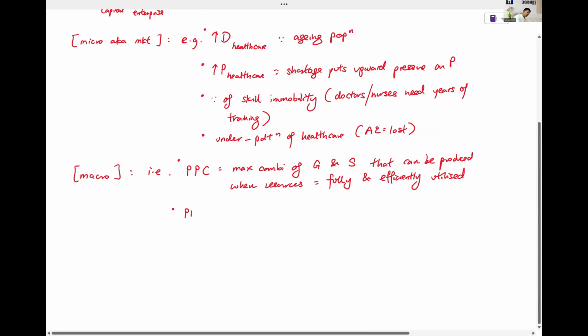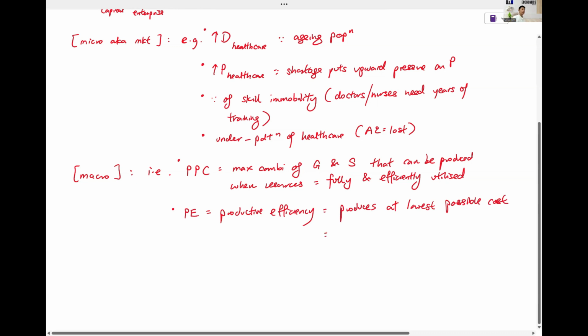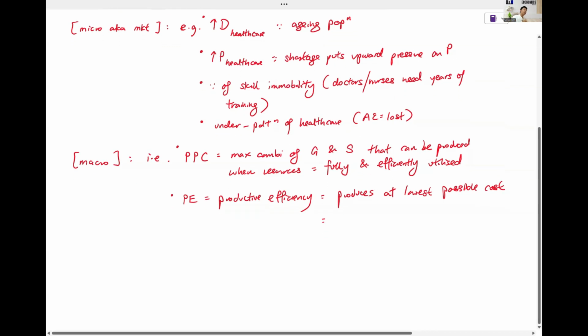Anyone remembers how to define productive efficiency? Definitions. That's from a societal point of view. Along LRIC, from its point of view, right? But produces at lowest possible cost. Yes? Have you ever wondered, lowest possible cost, why not just not produce? Isn't that producing at lowest possible cost? Don't produce, zero cost. PE.